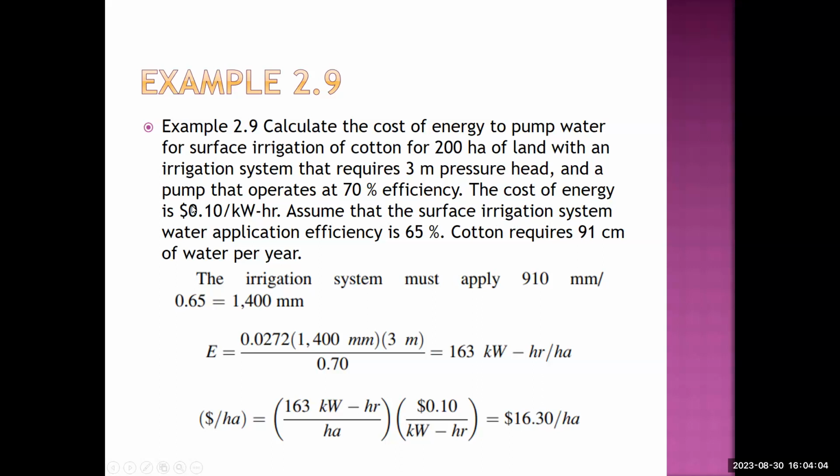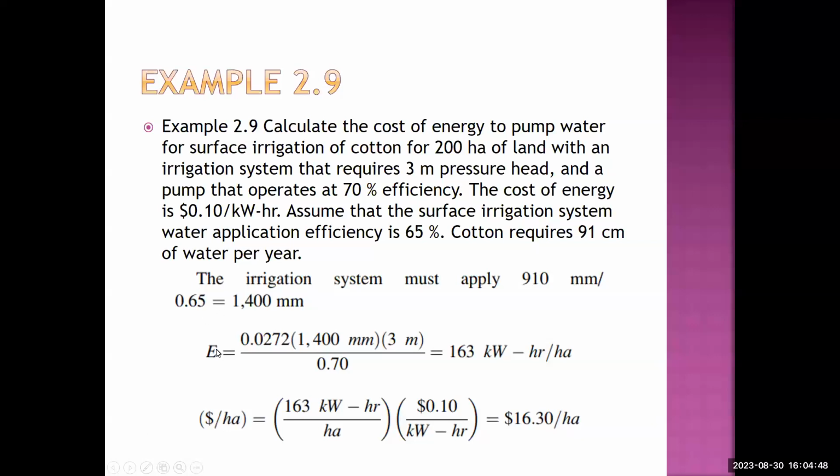And we'll assume in this case that the surface irrigation system water application efficiency is 65%. So we have two efficiencies we're concerned with. One is the efficiency of the pump adding power to the water, and one is the efficiency of adding water to the field. So cotton, as we might have calculated last time, requires 91 centimeters of water per year. That's the depth of water. But the irrigation system is only 65% efficient. So we're going to add 1,400 millimeters of water to the field per year.